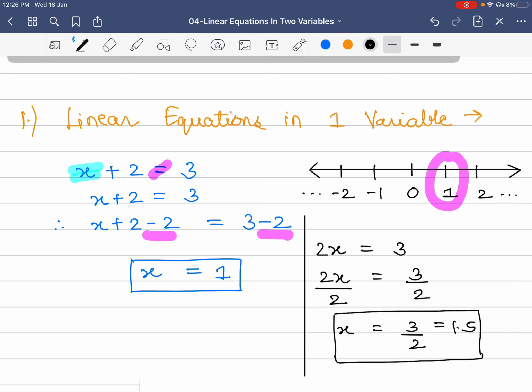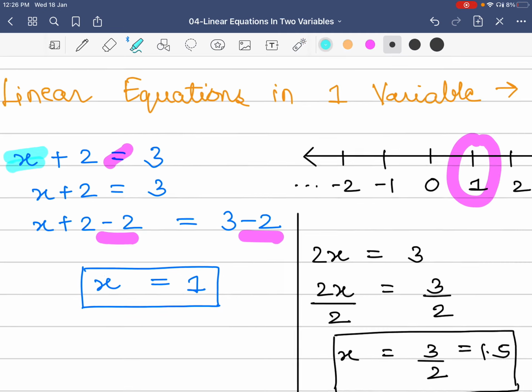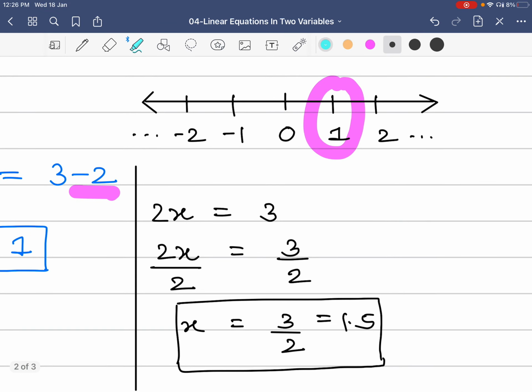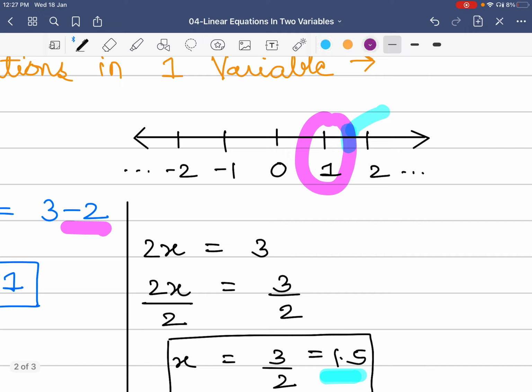Okay. Once again, this solution of the equation can be easily represented on the number line. Okay. So let's see how to do that. Okay. So if we zoom in a bit, so we want x is equal to 1.5. So 1.5 will be here exactly in the middle. So it will coincide with that green mark that I've done. So this part is our x equal to 1.5.